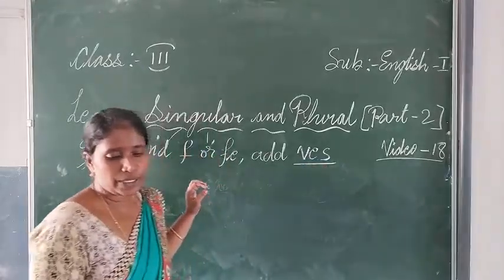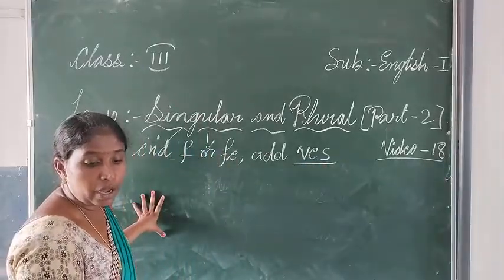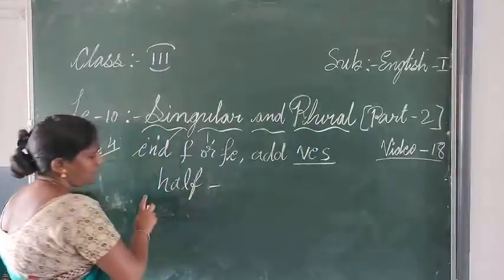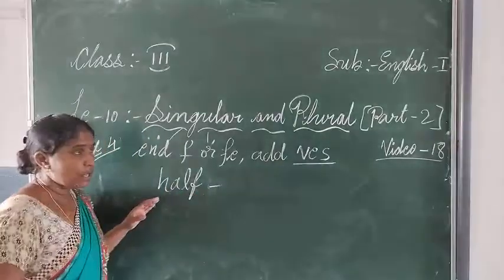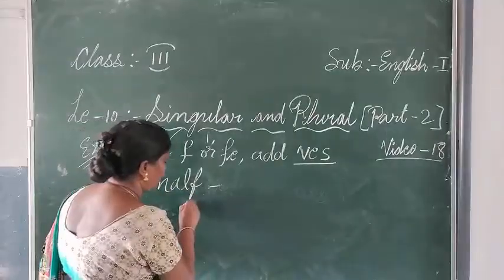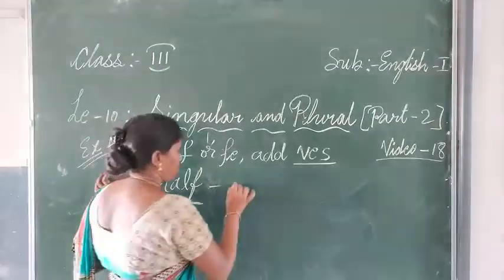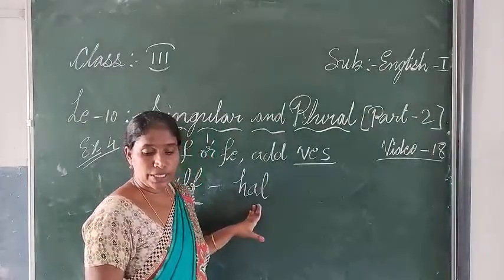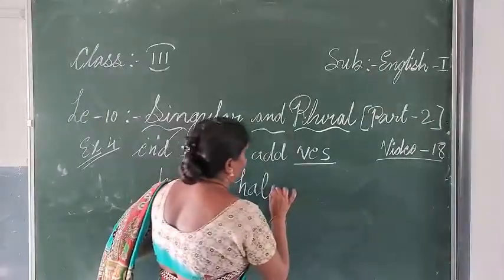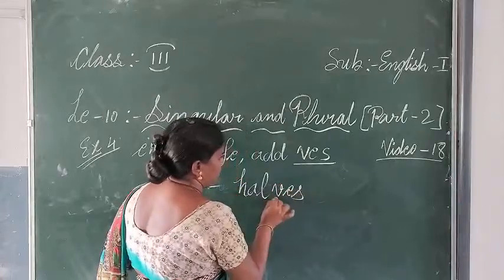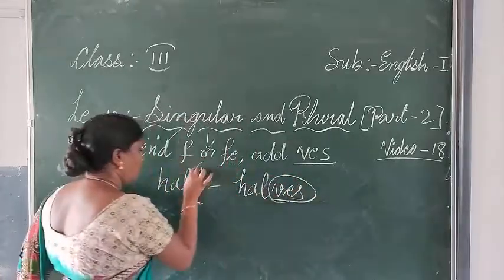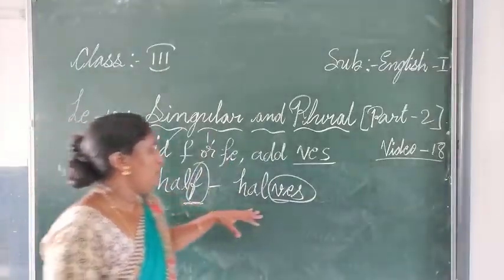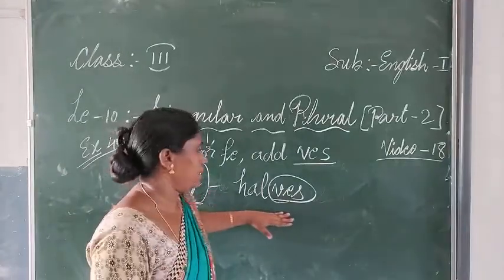So here, the first one you see is half. H-A-L-F. Half is there. Now what they are telling is, in the place of F, what do we have to add? H-A-L, and after that F is there. So in the place of F, what we have to add is V-E-S. So this should be added in the place of F. Clear to you all? So for half, we have done it like this.